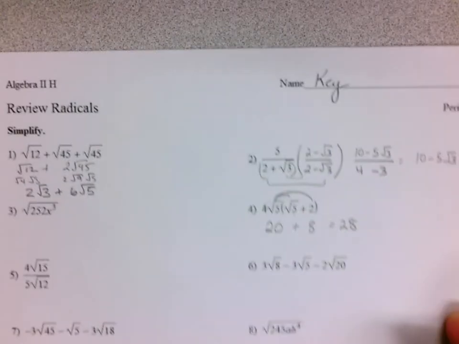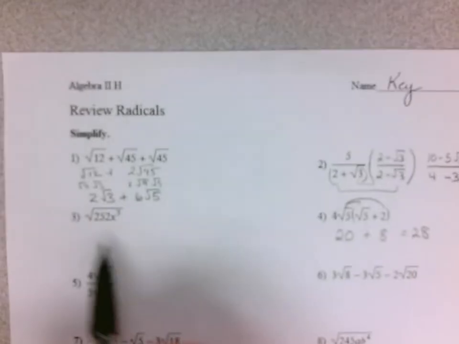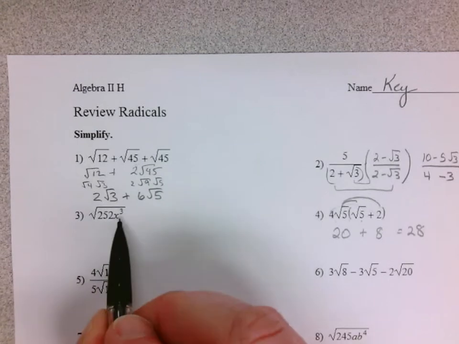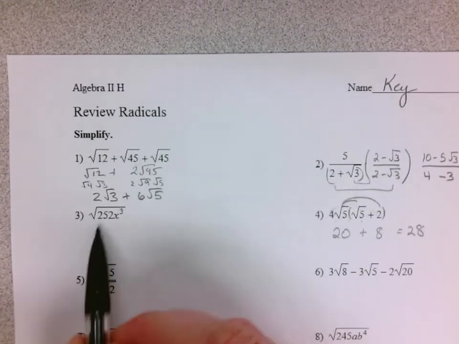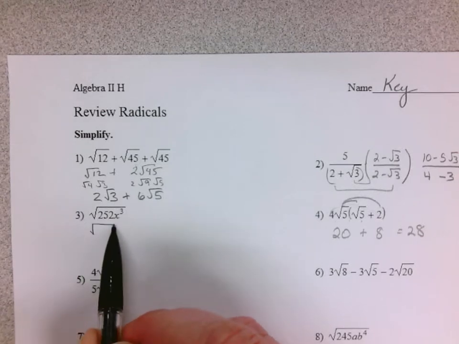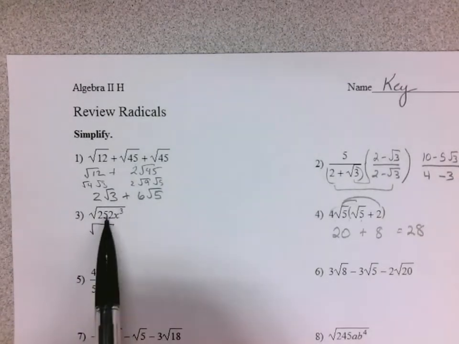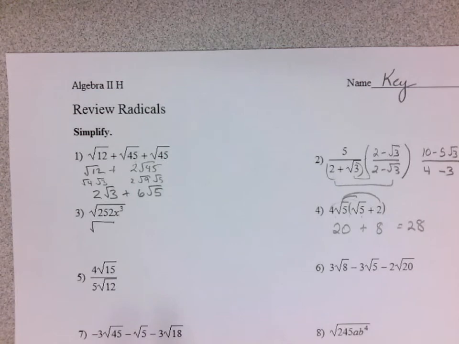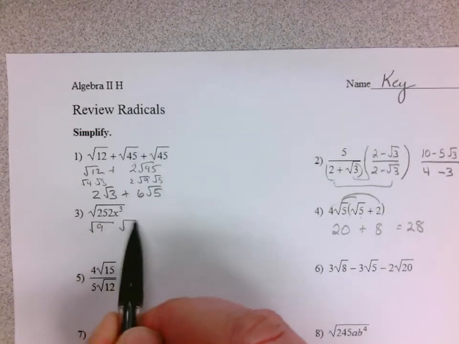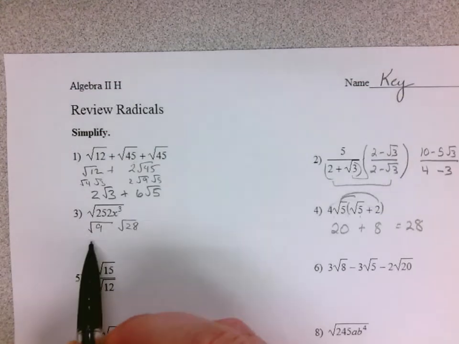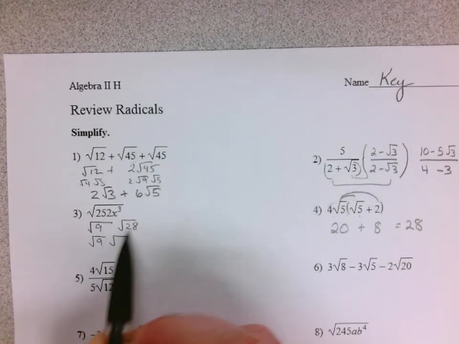Working my way back across. 252 x to the third. So I need to write these as perfect squares. I know that 9 goes into 252 because 2 plus 5 plus 2 is 9. So even if you don't have your list, you can help yourself out. 9 is a perfect square. It goes in there 28 times. And I know I can break down 28 into 4 times 7.